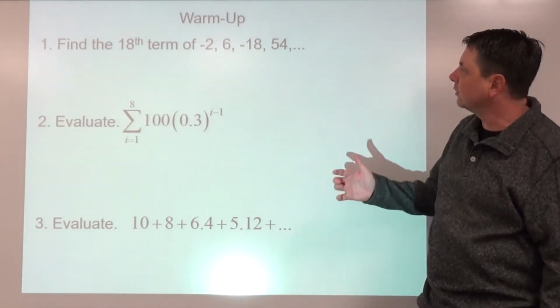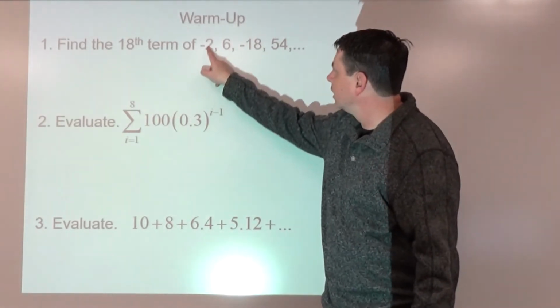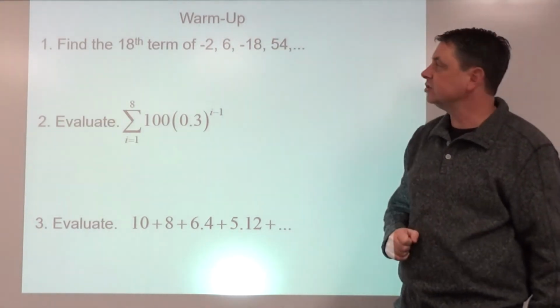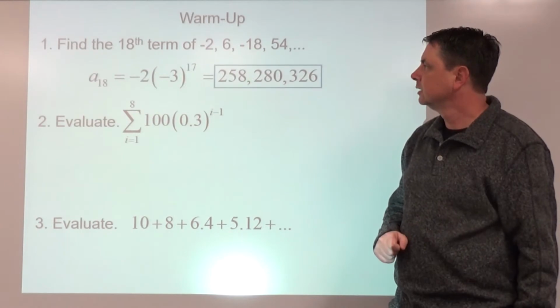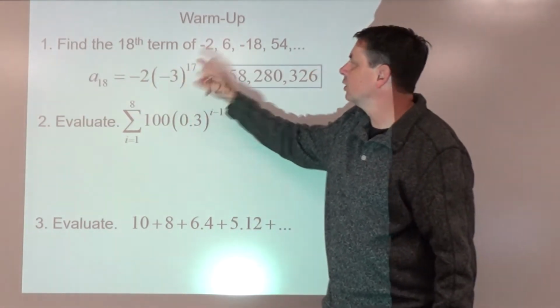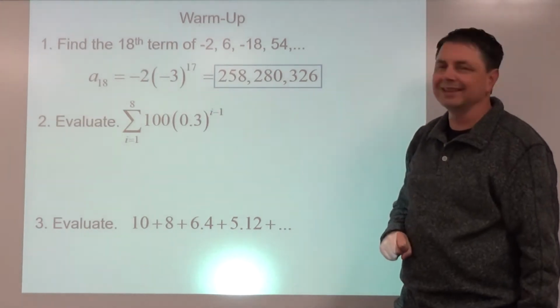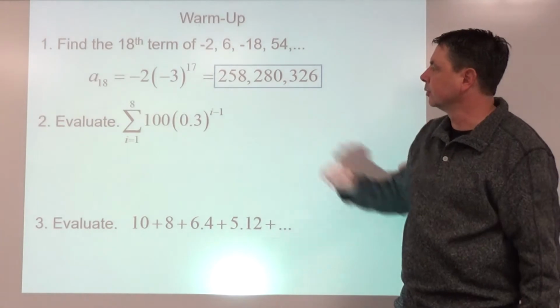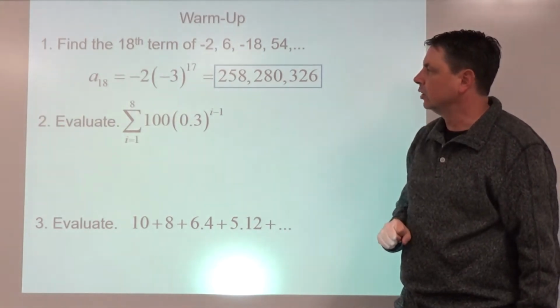All right, so number one, if we can recognize what's going on, we seem to be multiplying each time by -3, so it is geometric. So the 18th term would be the first term times the common ratio to the power of 1 less than the position. So 17th power, pretty big number there. There we go.